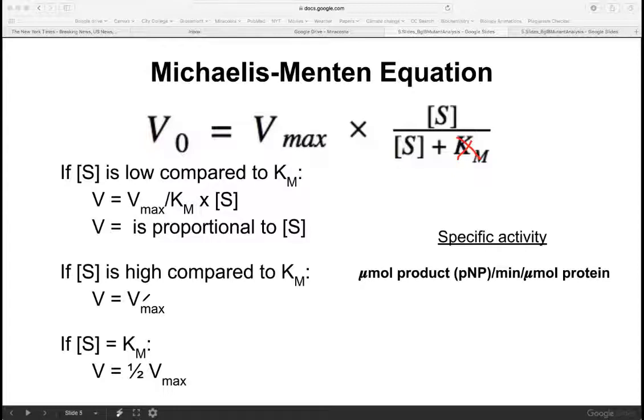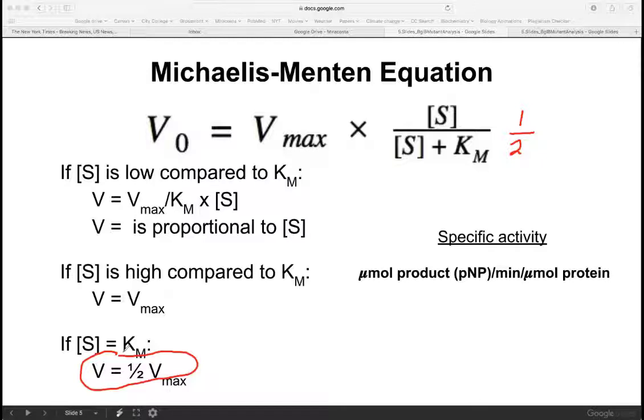The maximal reaction rate you reach when you have saturating levels of substrate. All right, and then finally, perhaps the simplest case of all, what if the substrate concentration is equal to Km? Well, then this just becomes S over 2S, which is 1/2. So then the reaction rate becomes 1/2 Vmax. And once again, that's the simple definition of Km, the concentration of substrate that gives 1/2 Vmax.